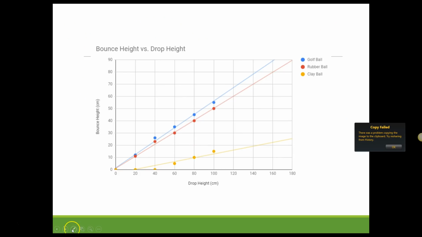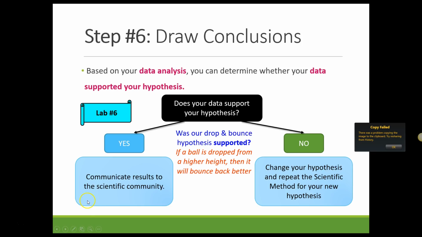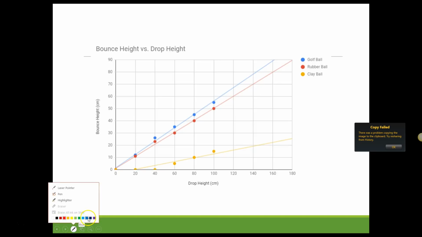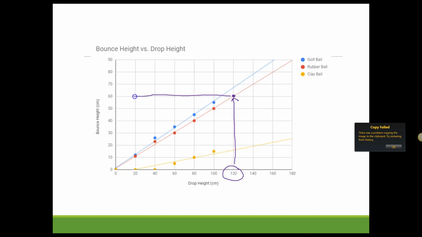All right, so to make a prediction, what you are going to need to do is look at where it wants you to drop from. So imagine we dropped from 120. You're going to go all the way up to the rubber ball line, which in my case is the red line. And once you're here, that's the data point we're interested in. We're going to look to the left, and wherever we land on the left, that is my predicted bounce height, right? Because over here on the left, that's bounce height. So my predicted bounce height in my situation would be 60 centimeters.